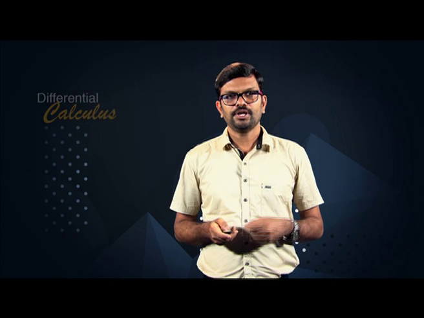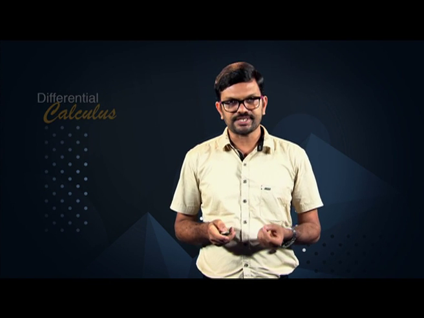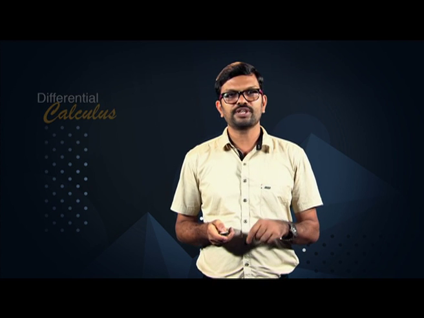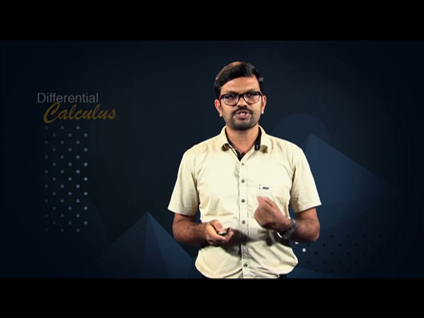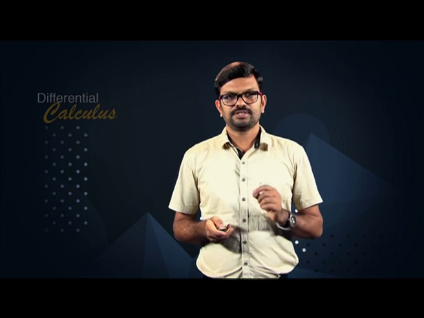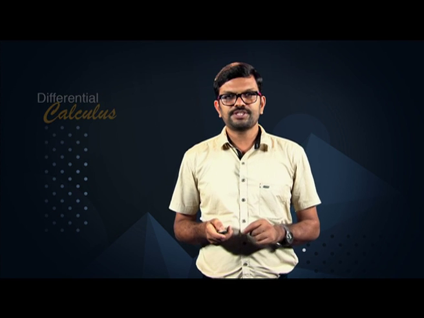Now, y double dash is equal to 6x is negative for x less than 0 and hence is concave downwards. Further, y double dash is equal to 6x is positive for x greater than 0 and hence is concave upwards. Thus, x equal to 0 is a point of inflection.